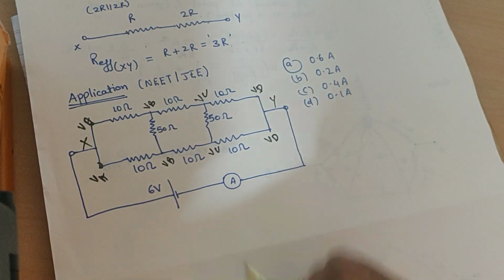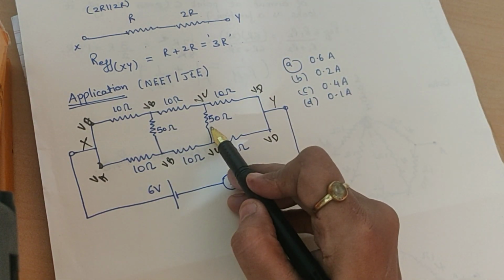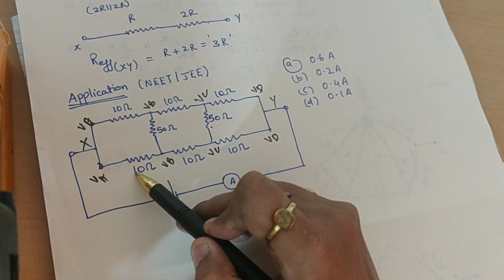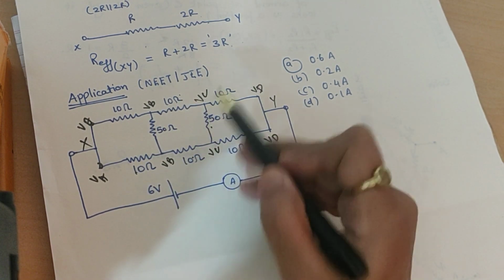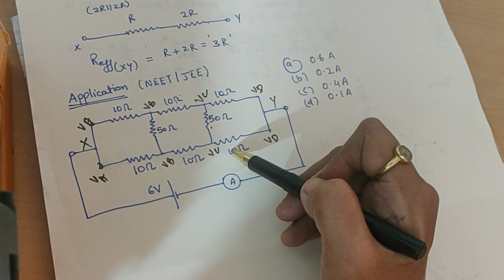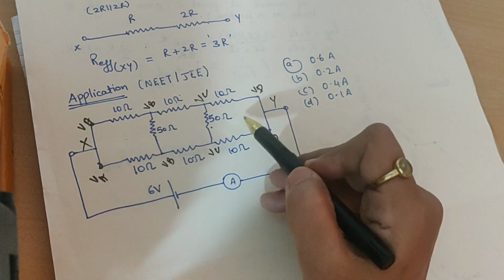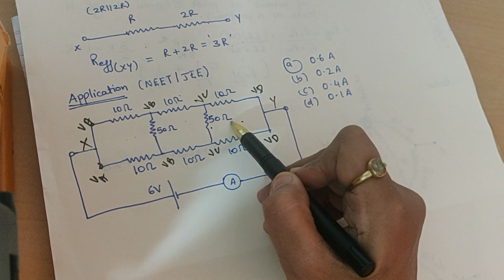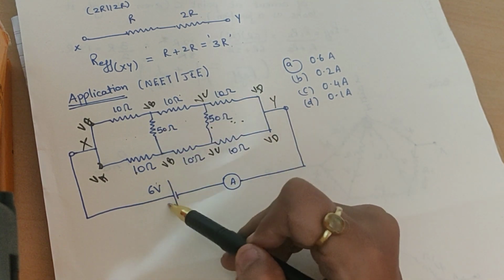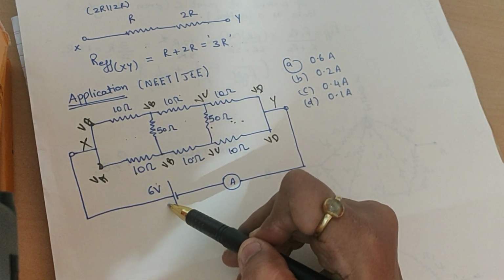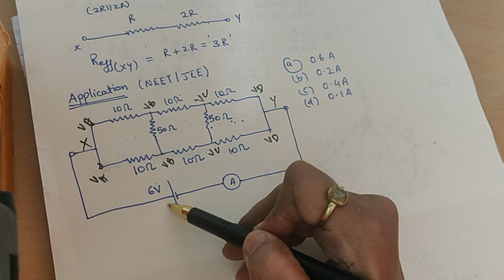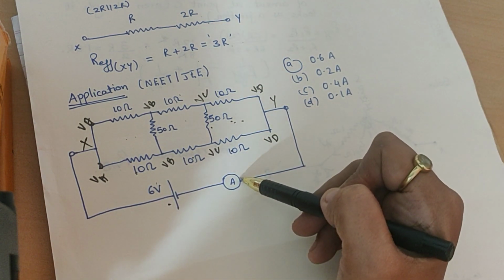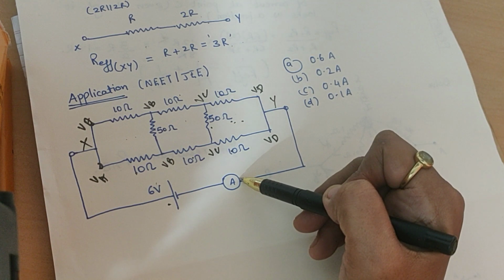Now you can understand these two points are shorted up. These two are in parallel, so it comes out to be 5. These two are in parallel, comes out to be 5. These two are in parallel, comes out to be 5. Now these three are in series. You can do orally. 5, 5, 5. It is 15. Now you know that the effective resistance is 15 and the potential is 6. You can find out what is the current flowing through the ammeter. Do it by yourself, and please write the answer in a comment box.